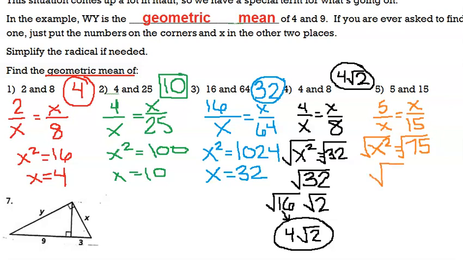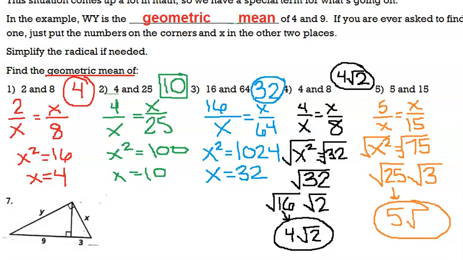Now, I don't know the square root of 75, but I do know a perfect square that goes into it evenly, and the one that I'm thinking of is 25. And 25 goes into it 3 times. Now, why did I pick 25? Because the square root of 25 is 5.